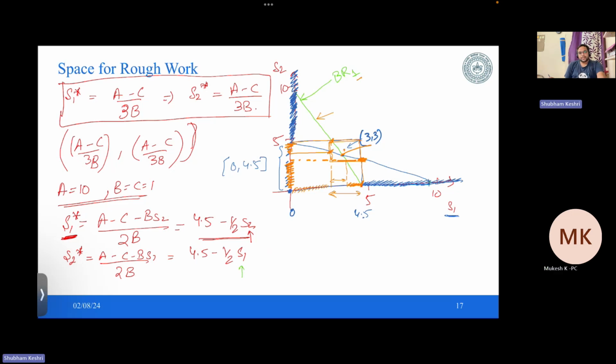And there is a little more concept about shifting of the best response. You can just watch the lecture. If you have any doubt, you can ask me in the next lecture.